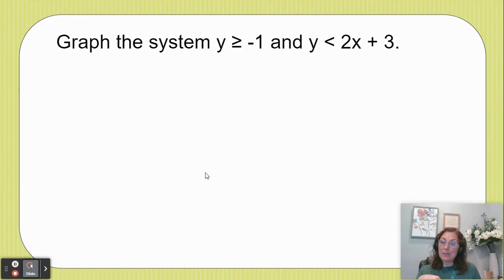I'll be sure and link it down below so you can take a look at it. If you are a student in Texas, I highly encourage you to bookmark this site and practice with it, as it has some different features than the normal Desmos graphing calculator. But let's take a look.